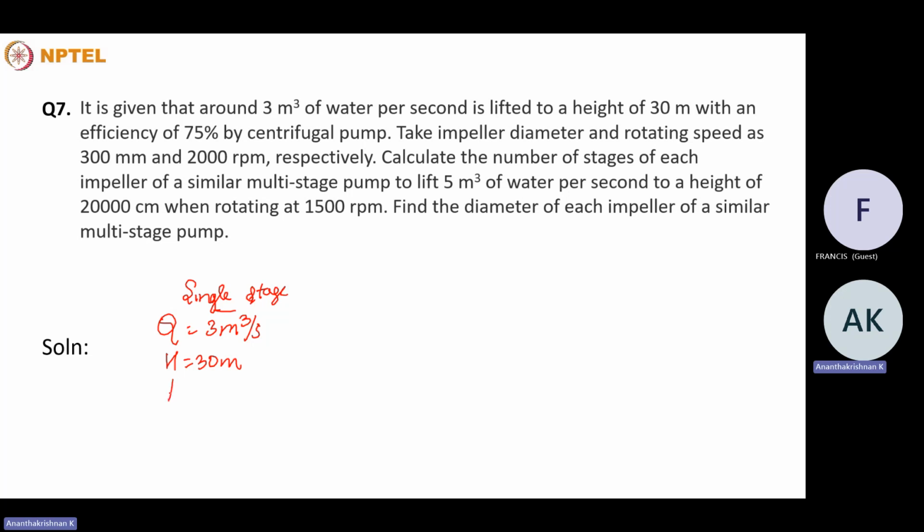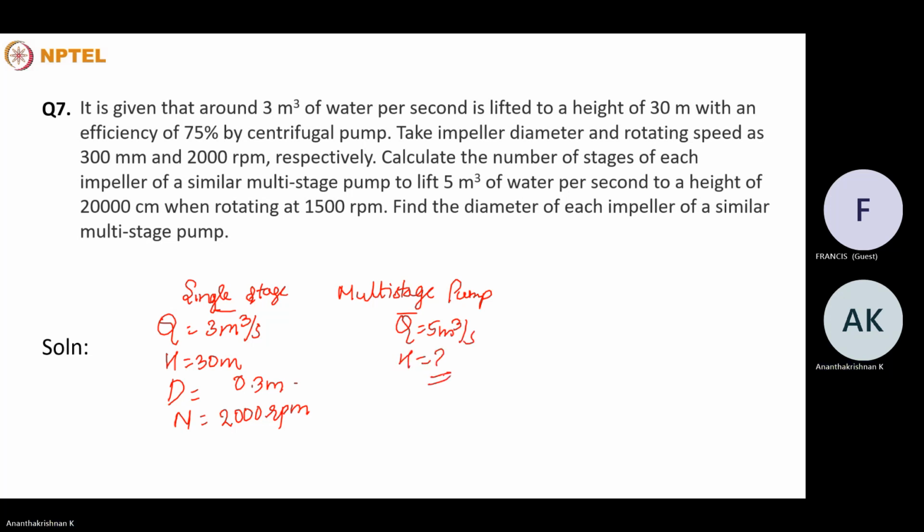The diameter of the impeller D is given as 0.3 meters. Speed N is given as 2000 RPM. For the multi-stage pump, the discharge is given as 5 meter cube per second.